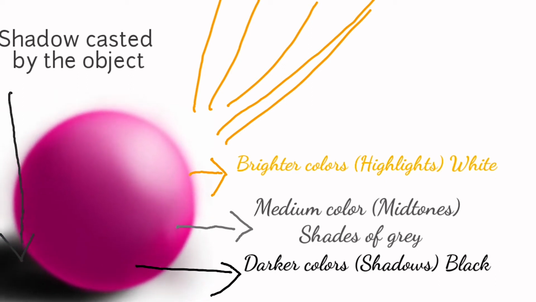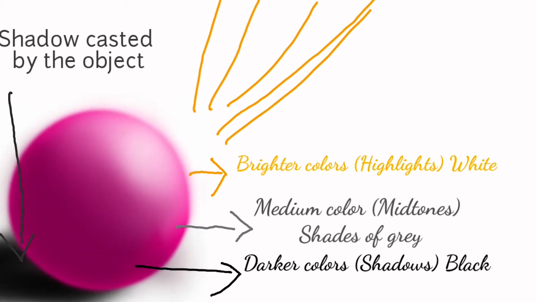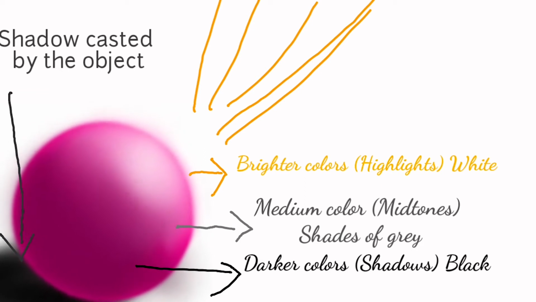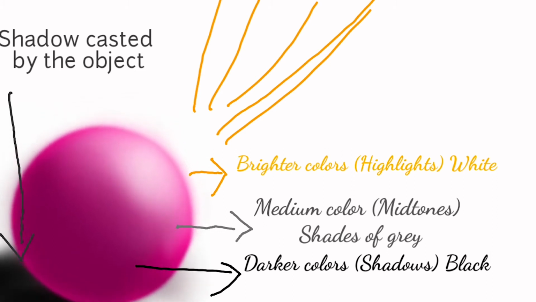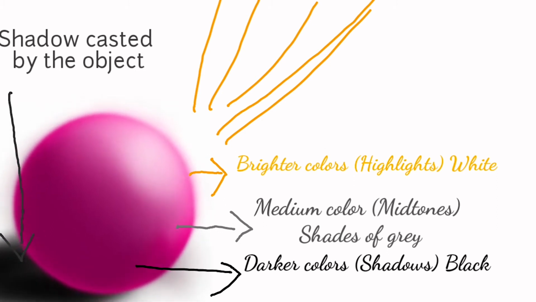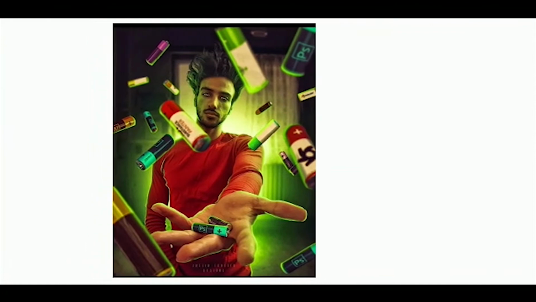So the brighter parts are highlights, the medium is midtones, and darker parts are shadows. The highlights are the pure white or the whitest colors. The midtones are shades of grey, and the darkest colors, that is the shadows, are the pure black or blackest. So this might be a little confusing, so have this in your mind.